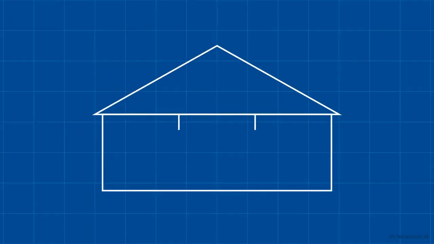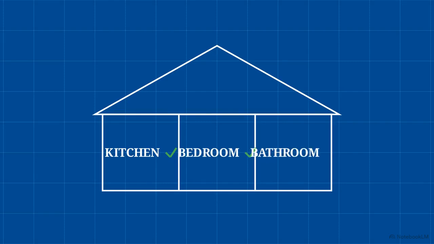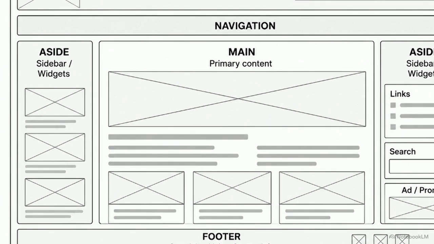Imagine you're building a house. If you just hand a construction crew a drawing of a bunch of blank squares, they won't know what to do. You have to label those boxes. This is the kitchen, that's a bedroom, here's a bathroom, so they know exactly what they're building. The same logic applies to web design. A wireframe is your digital blueprint.